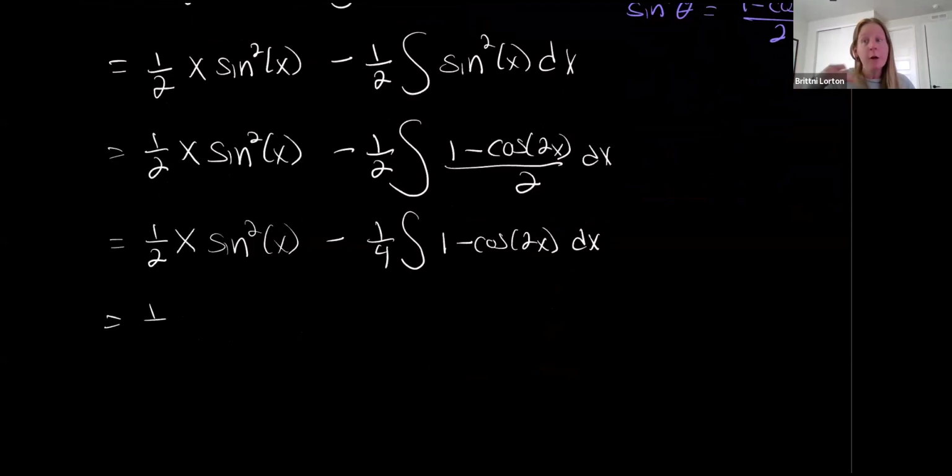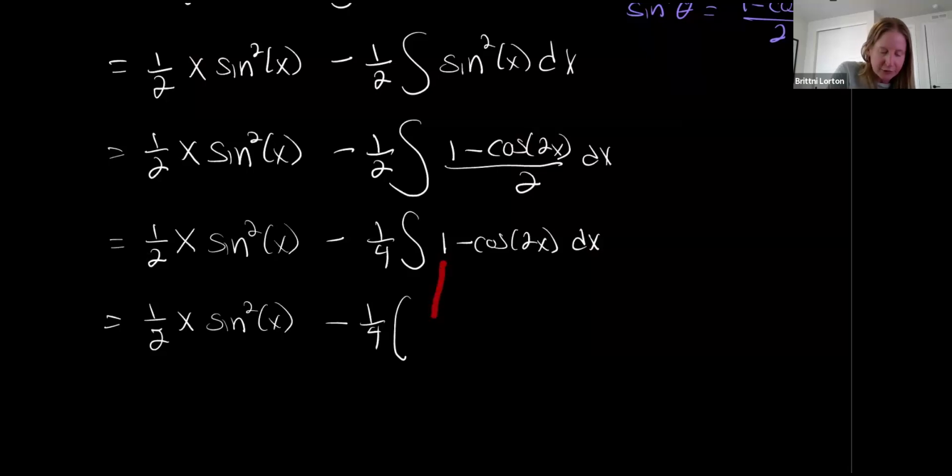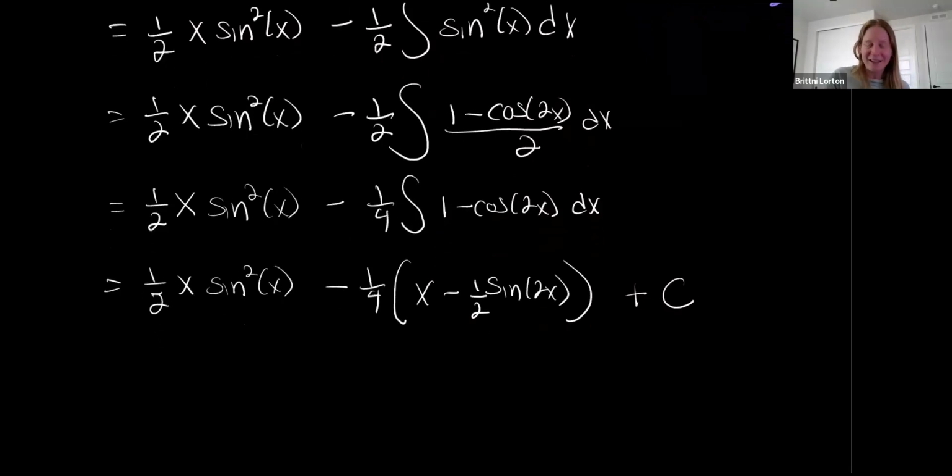Remember, you have to keep going because you can't have an integral in the answer. So you keep going until you've done all of the integration. And that's why this is a little bit more challenging. So now I have 1/2 x times sine squared of x minus 1/4 on the outside of the integral, so it should be on the outside of that parentheses. And then the antiderivative of 1 is x minus the antiderivative of cosine is sine. But don't forget to divide by the constant multiple, plus c.